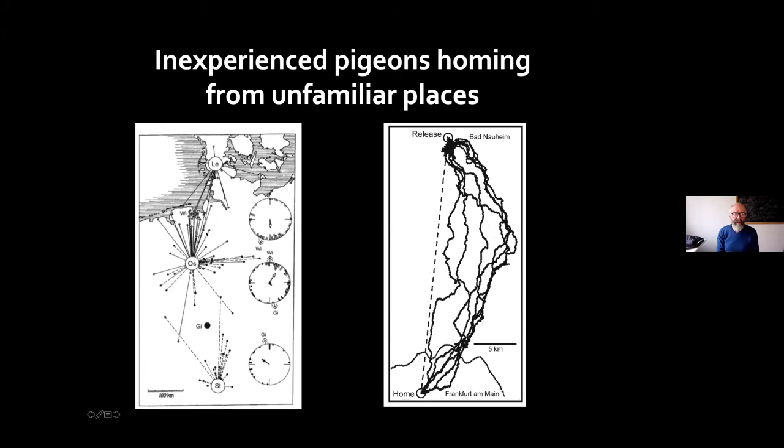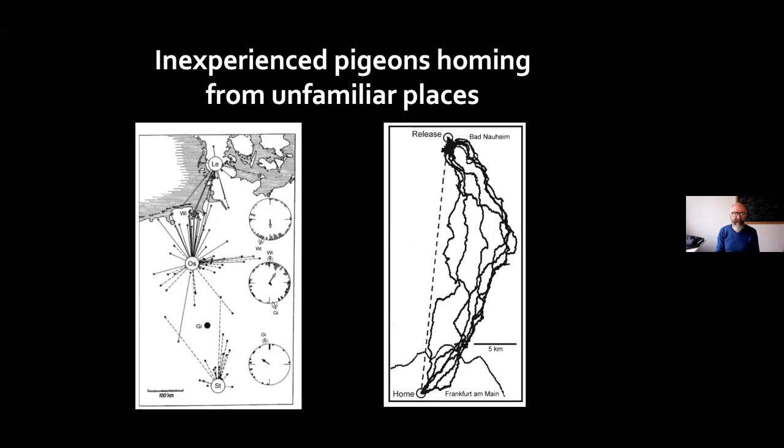And they are labeled by white circles and black circles. So pigeons from here are taken either here or here. These are two different release sites for the black pigeons. And the white pigeons are taken from here, either to here or in the north of Germany, close to the border with Denmark. And then they are released.